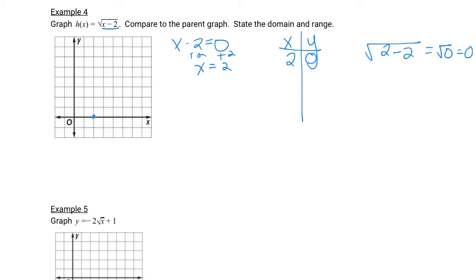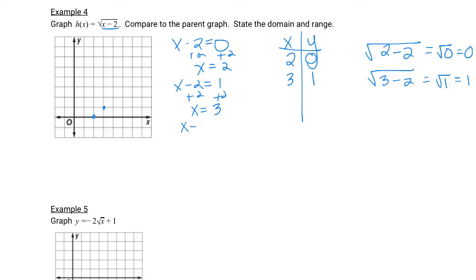Now, instead of the next perfect square being 1, we set x minus 2 equal to 1, and then solve for x. That means x is 3. We plug 3 in here, get the square root of 3 minus 2. That's the square root of 1, which is 1. So when x is 3, y is 1.